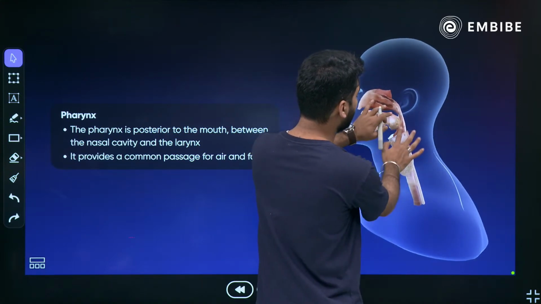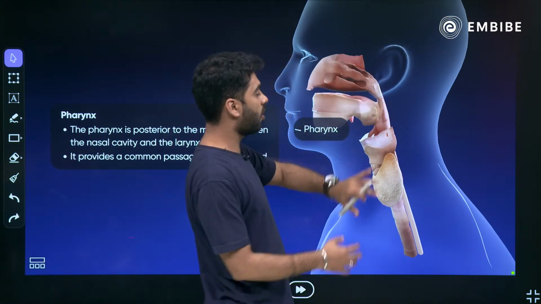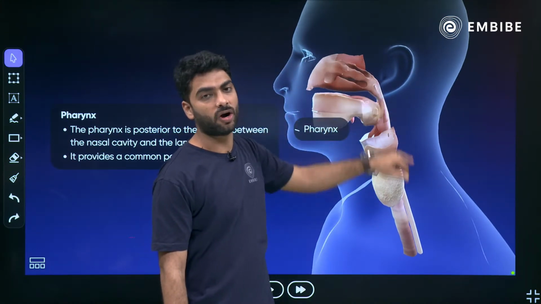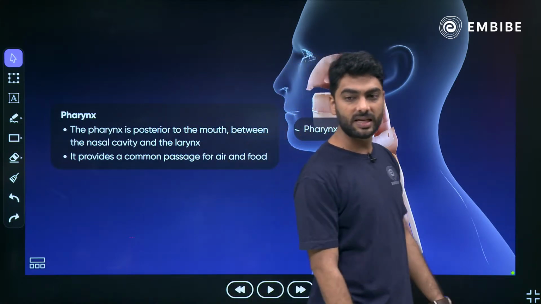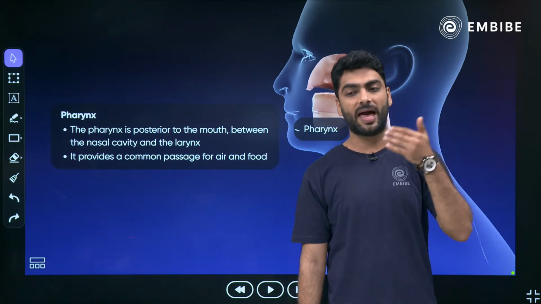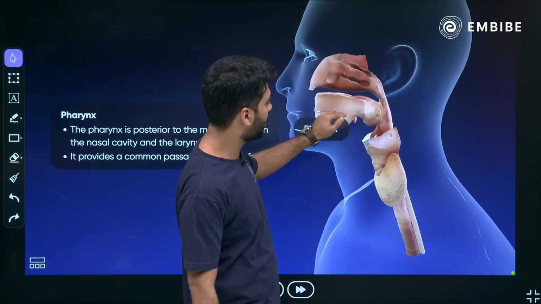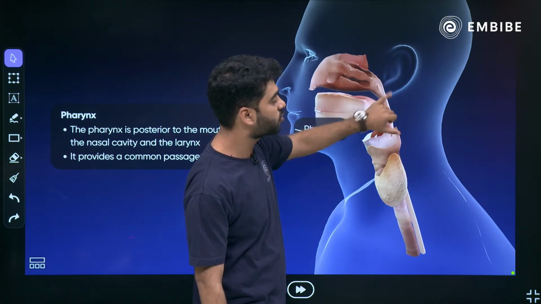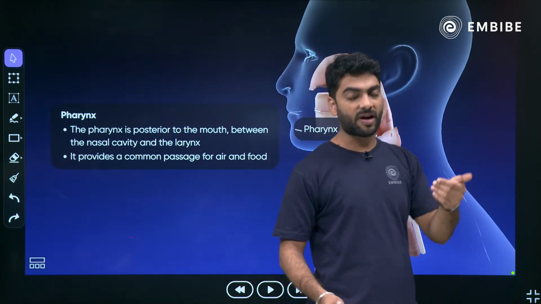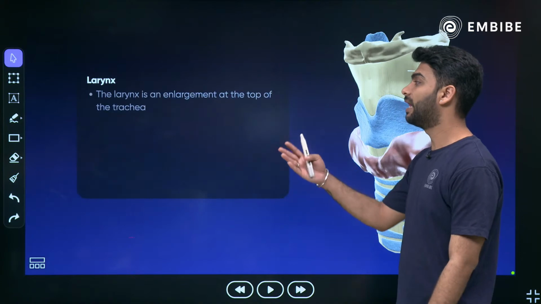तो this entire structure is called as the pharynx. Can you see over here? This entire structure is called as the pharynx. ठीक है? It provides a common passage for air and food. तो हमारा air and food ये दोनों same passage से जाता है, क्योंकि आप देख रहे हैं यहाँ से हमारा mouth है, तो this entire part is called as the pharynx. pharynx के नीचे है हमारा voice box जिसको हम बोलते हैं larynx.